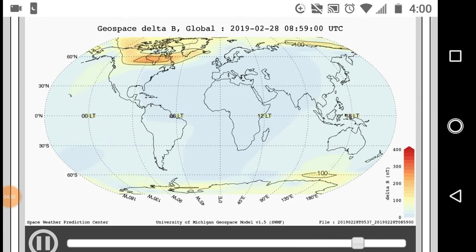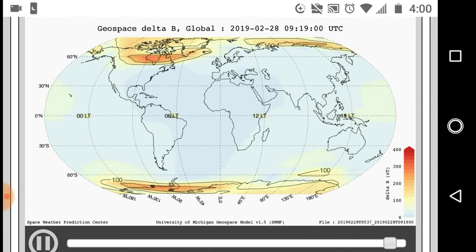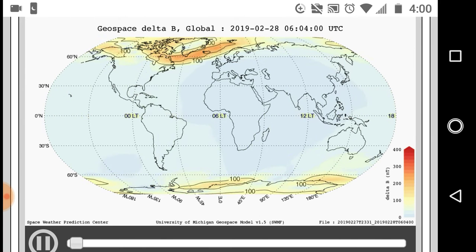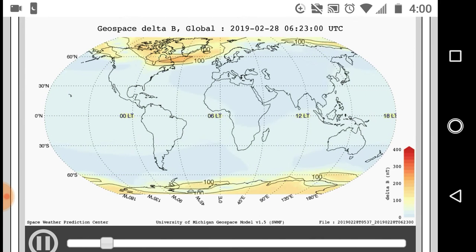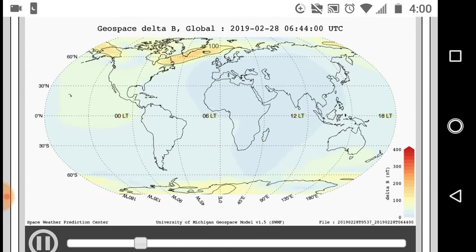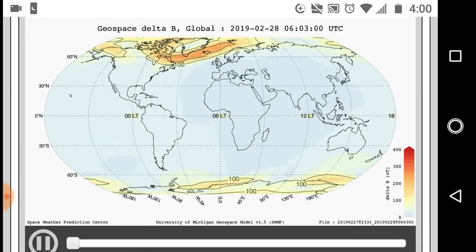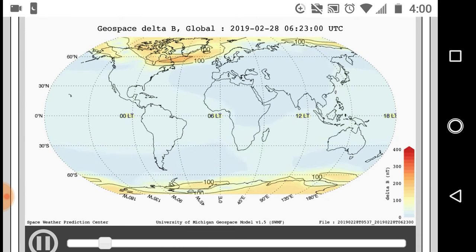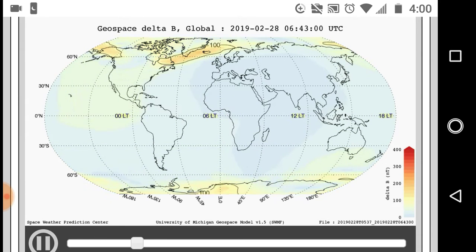We'll let that play through a second time here, because you're getting a good view of both North Poles. One over Canada there, and one over Siberia, as well as the South Pole as it's stretching up there toward the southern Indian Ocean.